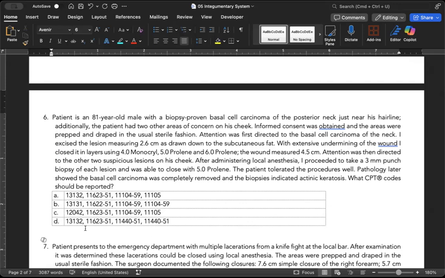So the easiest way to do this, you have 2 that have 13132. Let's go take a look at that and see if that matches or if we're going to rule those out.